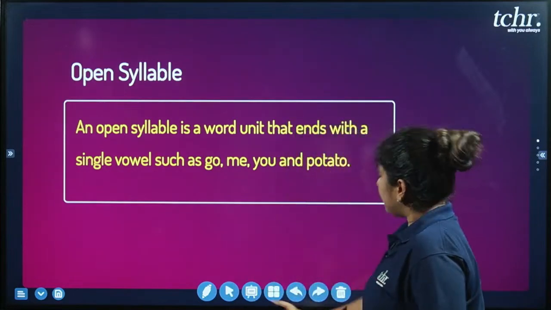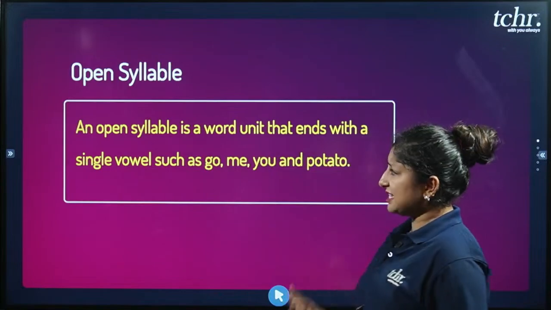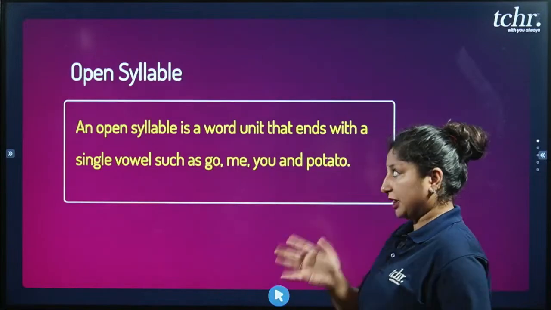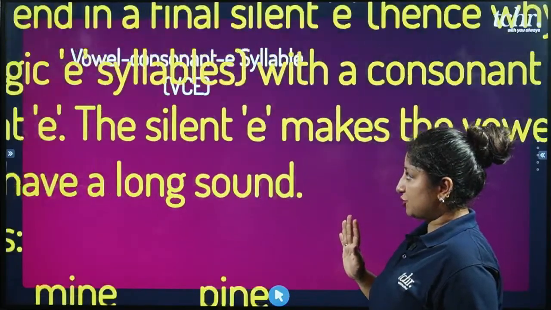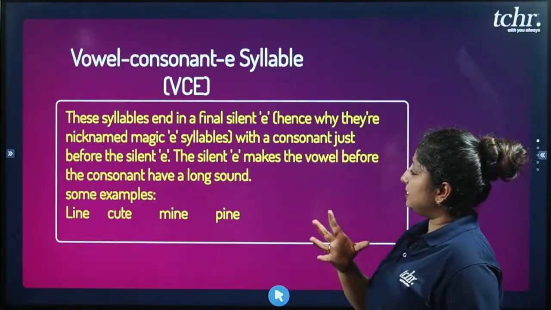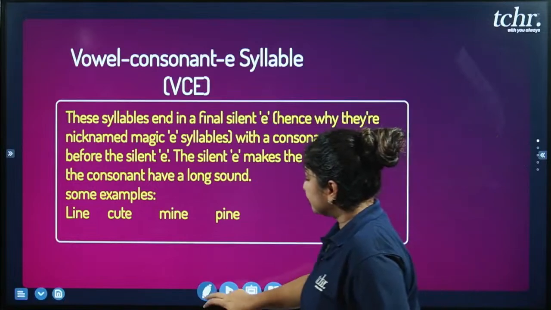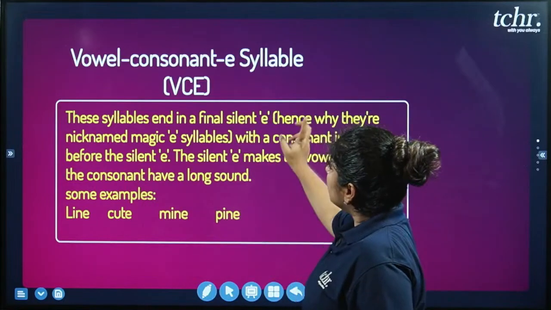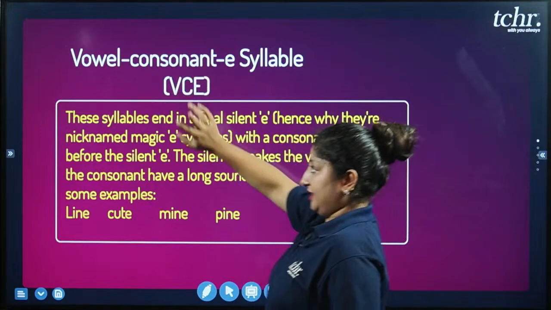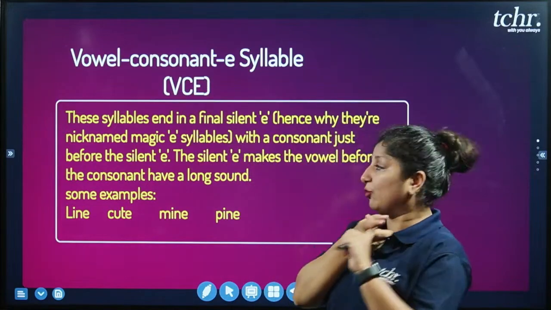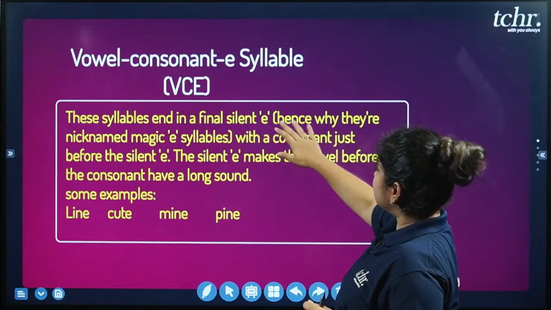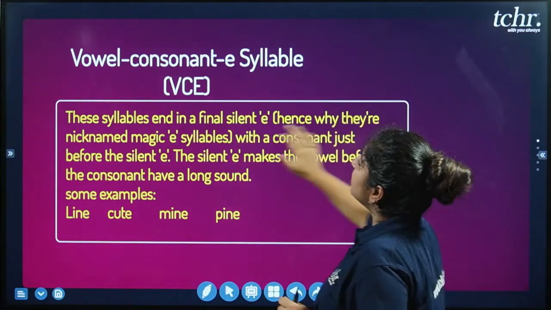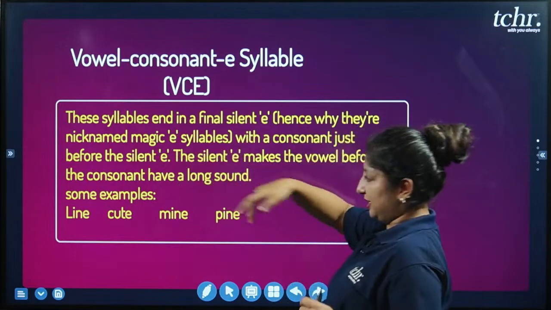Okay. Next, as I told you, this is just for your information, nothing to worry about, nothing to mug up. There are some more syllables, a combination of vowel and consonant. These syllables end in a final silent E. Hence, they are nicknamed magic E syllables.